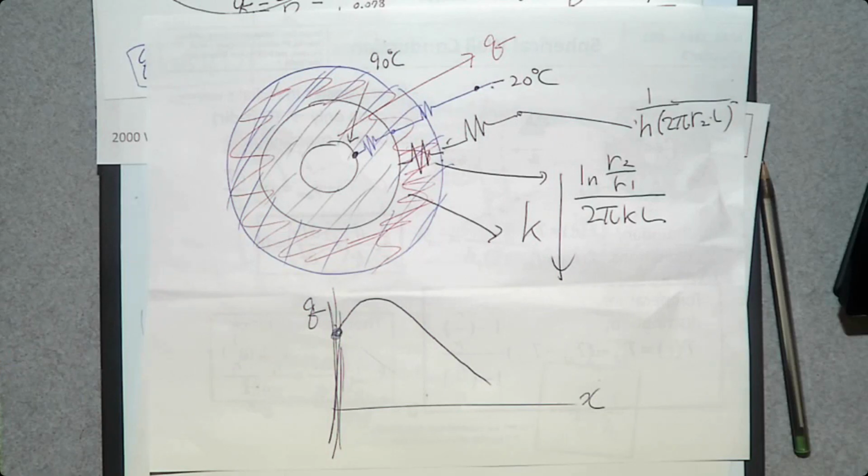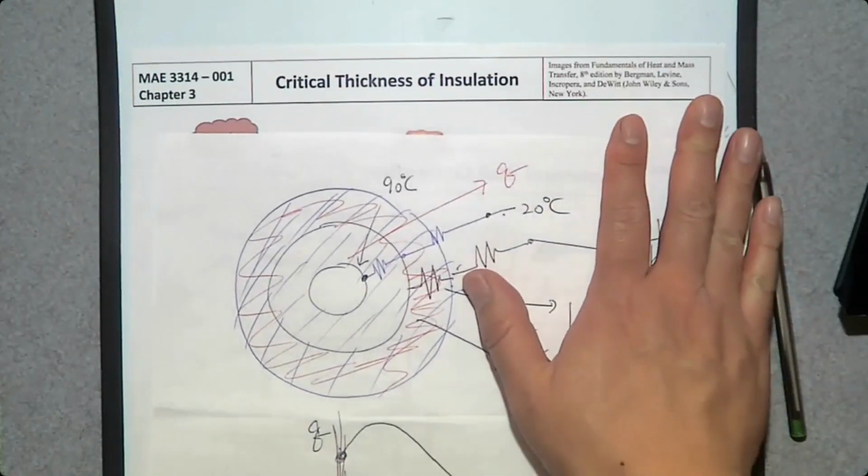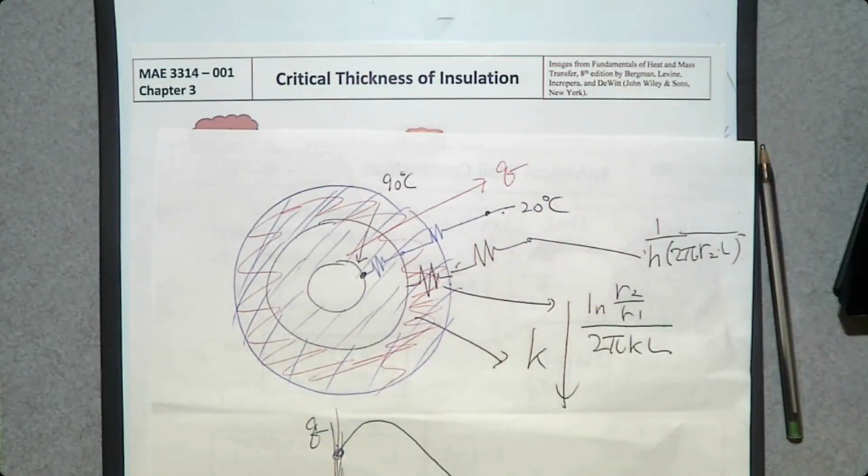Then how thick should it be? There's one simple way to calculate how thick it should be. That is called critical thickness of insulation. That's what we are going to study this Thursday. Okay? That's all. Any question? No? And see you on Thursday.